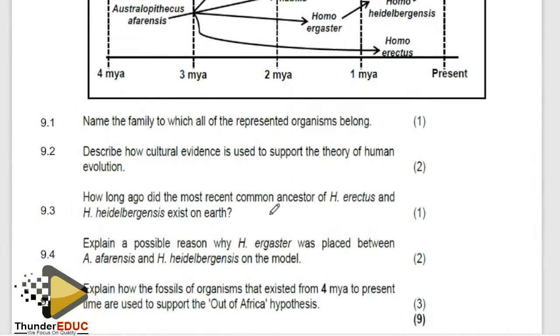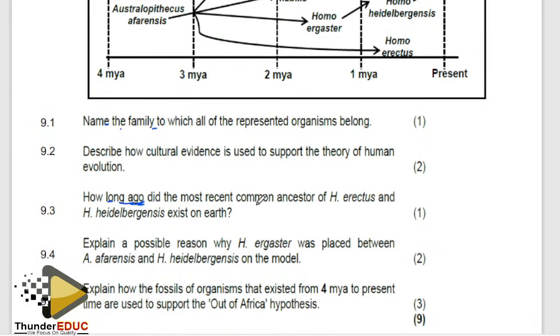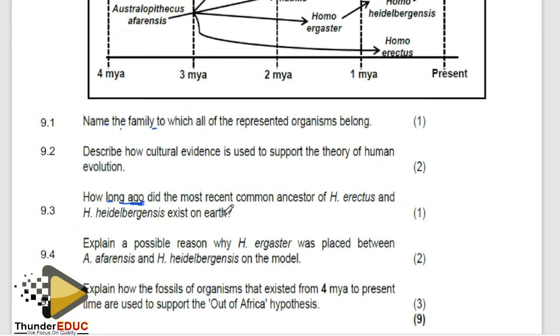Then let me just go here. Just lastly, name the family to which the organisms belong. Hominidae. And then describe the cultural evidence. We talked about it. How long did it? The most recent. How long ago? So we talk about how many years ago. Yes. And then explain the possible reason why Homo ergaster was placed between Australopithecus afarensis and Homo. Then it means that it's a transitional fossil, therefore it has characteristics of both this and this.